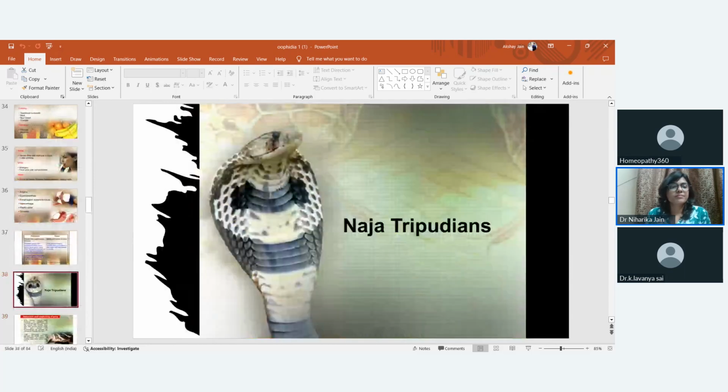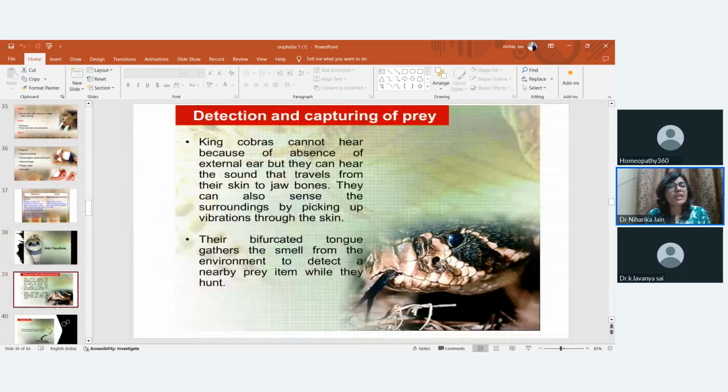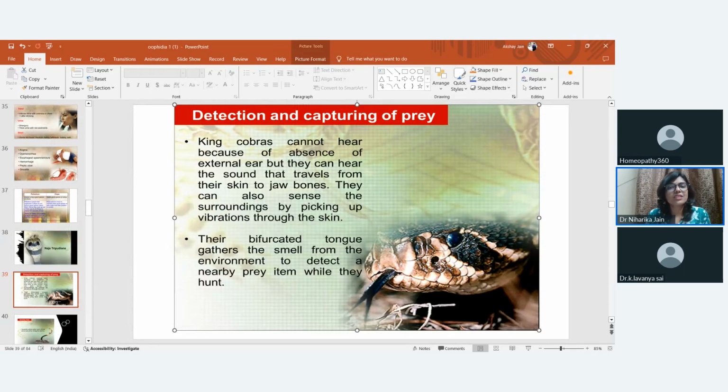Naja. King's cobra cannot hear because of absence of external ear. Okay, so ये आपको पता होना चाहिए. But they can hear the sound that travels from their skin to jawbone. In the first, I will tell you.